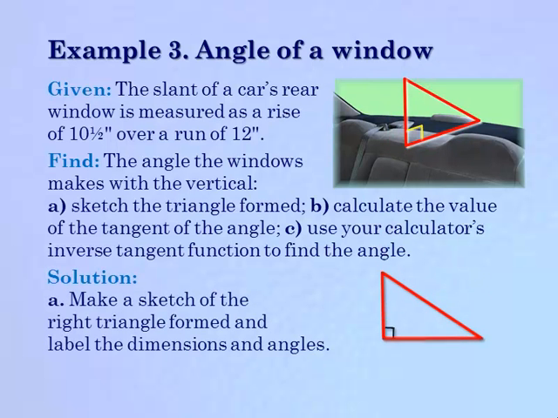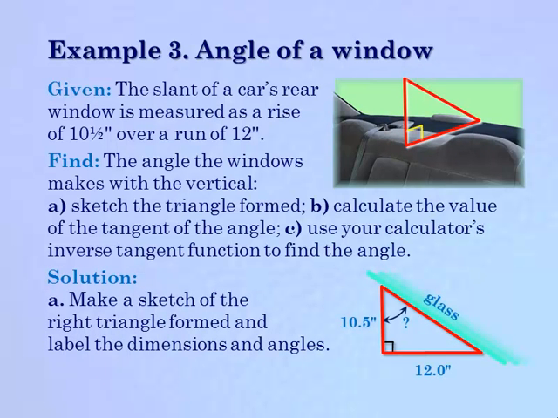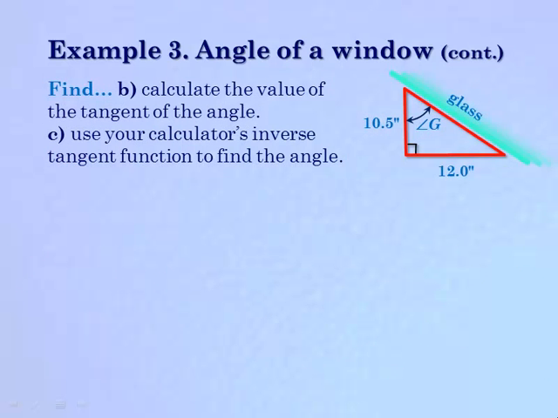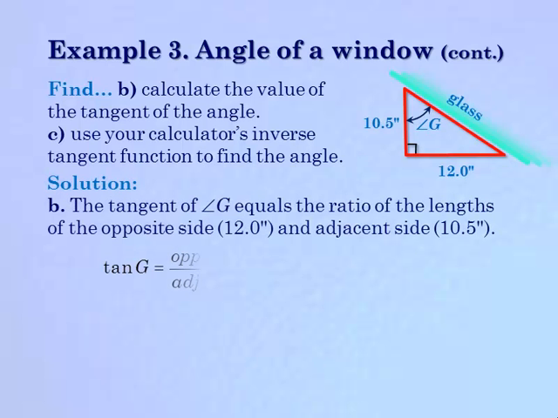First of all, we need to always make a sketch and label it with what we've got. So we can see that the glass is playing the role of the hypotenuse in this triangle, and the two legs are 12 inches on this side and 10.5 on this side. And here is the angle that we're trying to find. So where's the opposite side for this angle? Well, 12.0 inches will be the opposite, and 10.5 will be the adjacent.